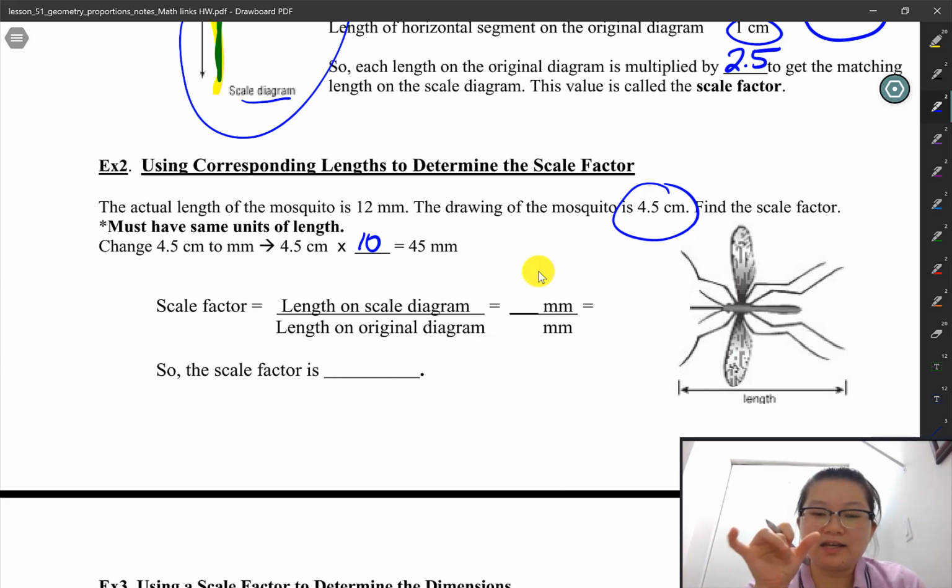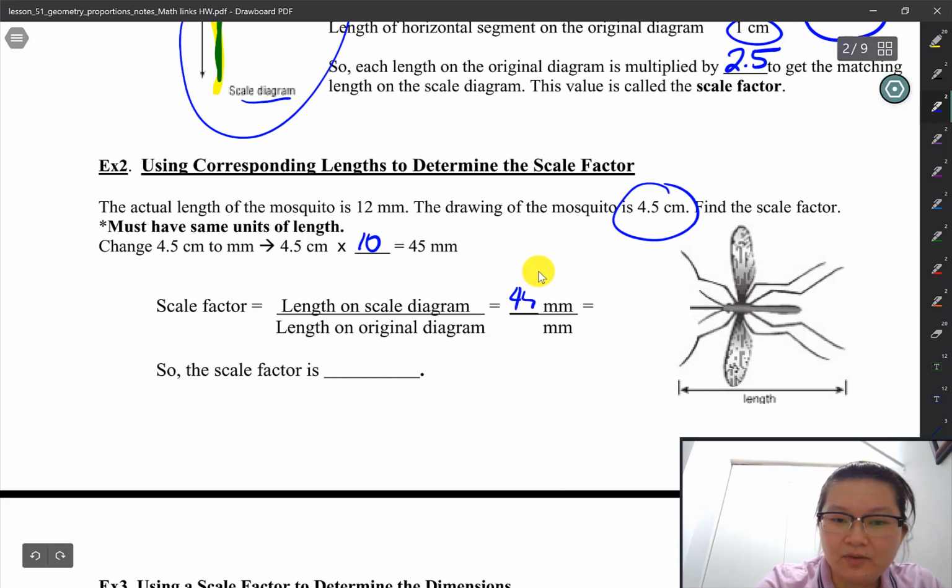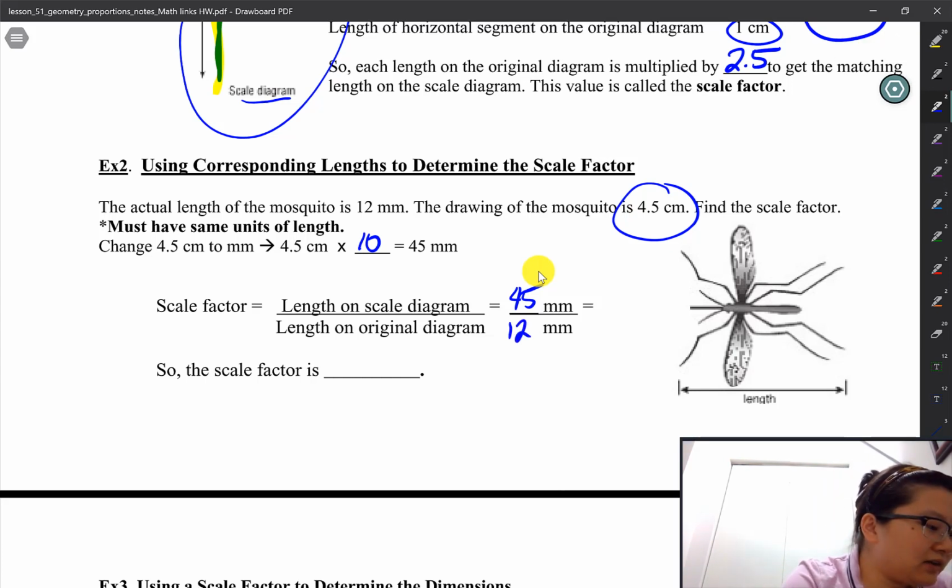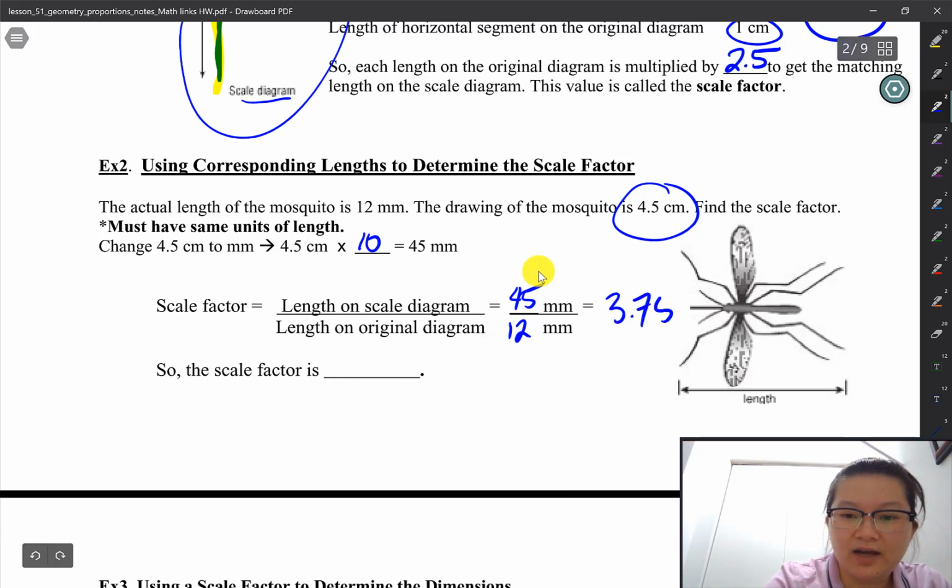When we calculate scale factor, remember, it is the copy that we have on the diagram over the original size. That is always the way to figure out the scale factor: something over the original size. So the length on the scale diagram for the mosquito is 45 millimeters. The actual length of the mosquito is 12 millimeters. We plug that into our calculator: 45 divided by 12 is 3.75. That is our scale factor for our mosquito.